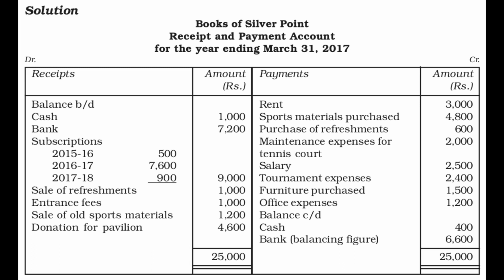Now we balance the account and there is a balance on the debit side of the account, that is an amount lesser on the credit side of the account, rupees 6600. It is the closing balance of the account, but closing balance of cash is there, therefore it is the closing bank balance, so written under balance carried down, bank balancing figure rupees 6600. Now the account is totaled and the total on both the sides it is 25,000.